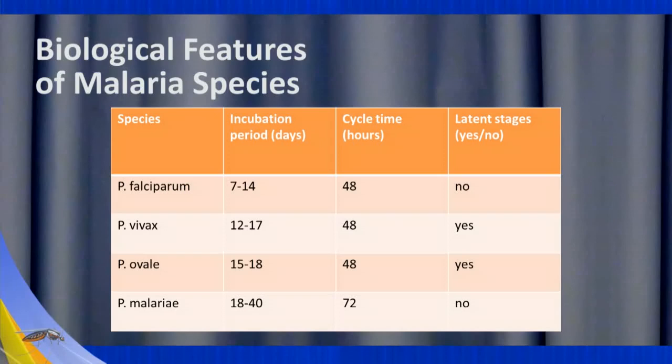If a patient presents with malaria a year after returning from an endemic country, the list of suspects is narrowed by half to P. vivax and P. ovale, as these are the two species with latent stages in the liver.